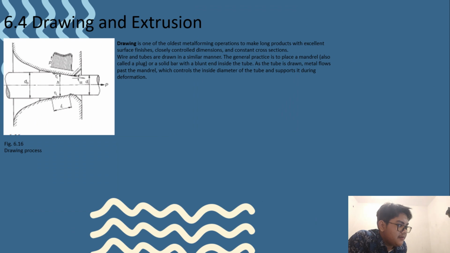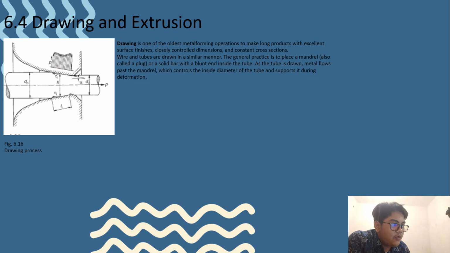Next, we get to drawing and extrusion. Drawing and extrusion are based, respectively, on the pulling and pushing of sections through dies. In the drawing process, the cross-sectional area and or shape of a rod, bar, tube, or wire is reduced by pulling it through a die. The deformation is accomplished by a combination of tensile and compressive stresses that are created by the pulling force at the exit from the die and by the die configuration. As I can show you in figure 6.16, the drawing processes.